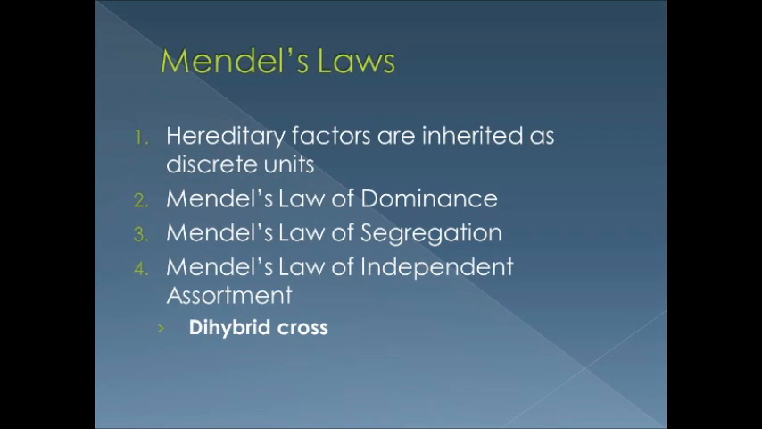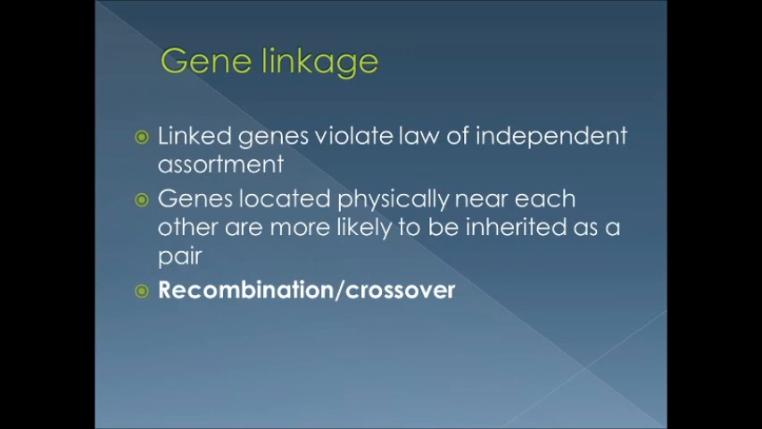And in a dihybrid cross, this is between two true breeding parents, and they express different traits for two characteristics. Linked genes violate this law of independent assortment because they do influence each other. Genes located physically near each other are more likely to be inherited as a pair. And we saw this in recombination and crossover when we talked about meiosis.